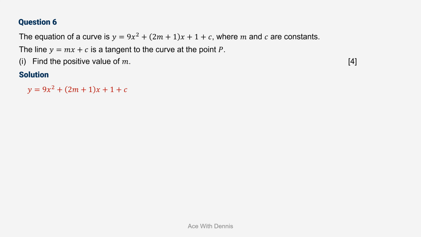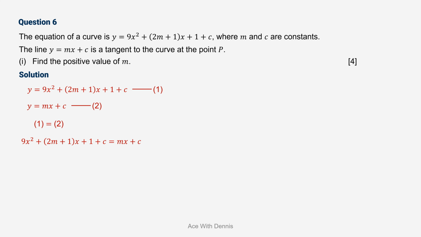Given the equation of the curve is y equals 9x squared plus (2m plus 1)x plus 1 plus c, I will label this as the first equation. Similarly, the equation of the line is y equals mx plus c. I will label this as the second equation. So I will equate equation 1 to equation 2 to form 9x squared plus (2m plus 1)x plus 1 plus c equals mx plus c. Why do I want to do this? Because since the point P lies on both the curve and the line, it has the same x value.